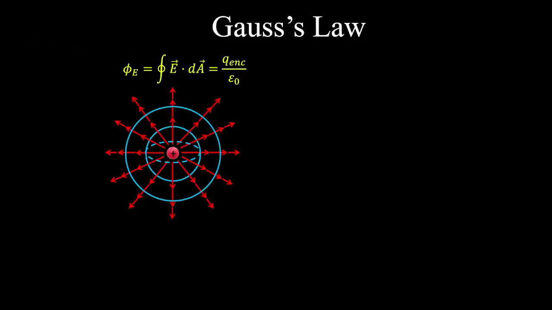Gauss's law relates the electric flux through a Gaussian surface, which is a three-dimensional closed surface, such as a sphere or a cylinder and so on, to the charge enclosed by that surface.